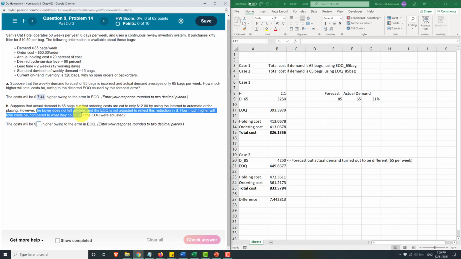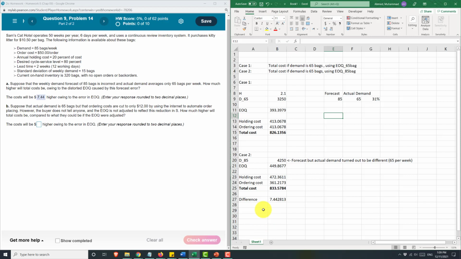However, the buyer does not tell anyone, and the EOQ is not adjusted to reflect the reduction in S. How much higher will the total cost be compared to what they could be if the EOQ were adjusted? So we're going to make a copy of that, something very similar. Okay, so create a copy. This is part B now.